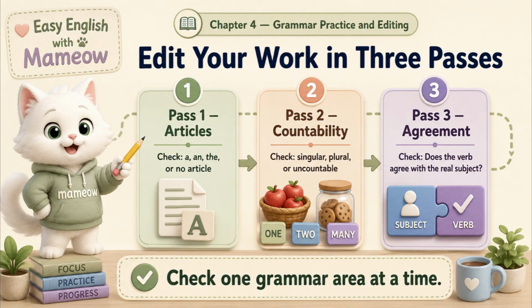Use 3 separate passes when you edit your work. First, check articles. Do you need a, an, the, or no article? Second, check countability. Is the noun singular, plural, or uncountable? Third, check subject-verb agreement. Does the verb agree with the real subject? Checking one area at a time makes errors easier to notice.